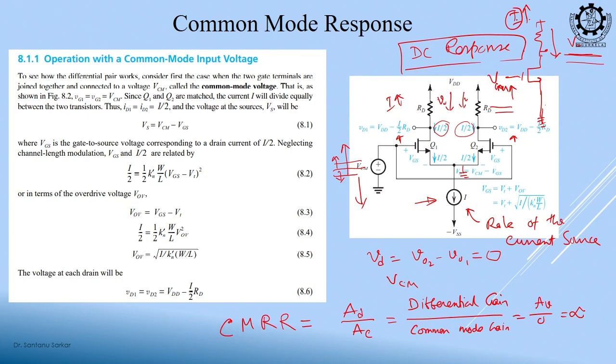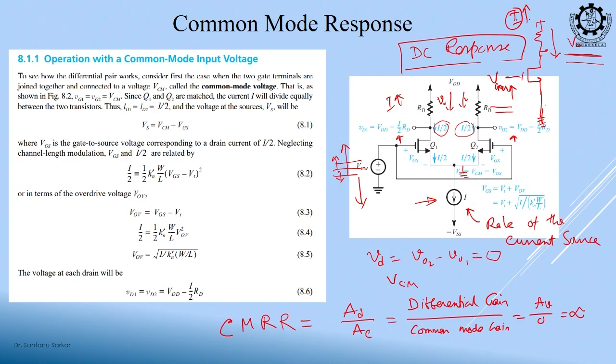The DC current cannot change, AC current can change, but the sum total of the current, KCL, always has to be satisfied. So, the sum total of the current is constant. Understood? So, this is the job of the current source.